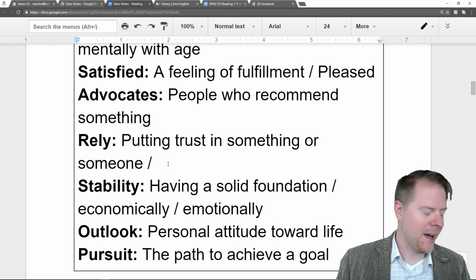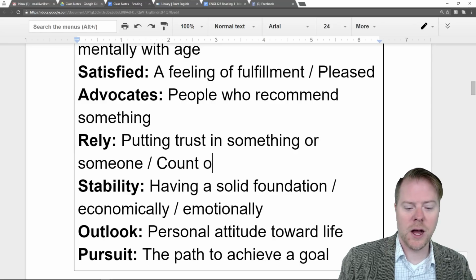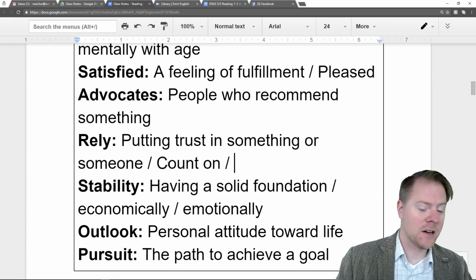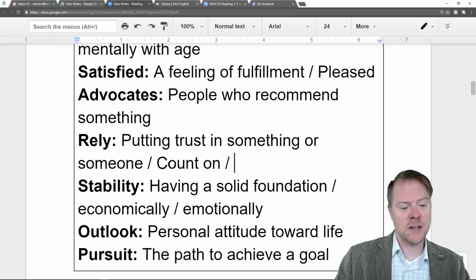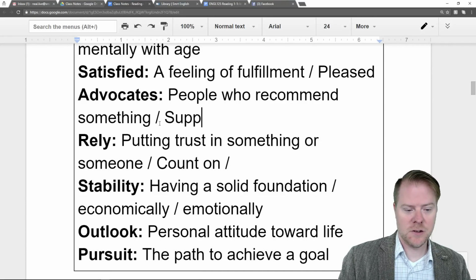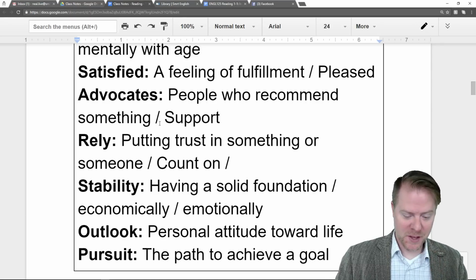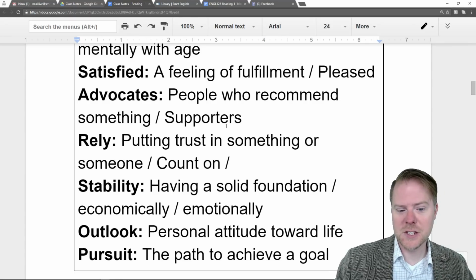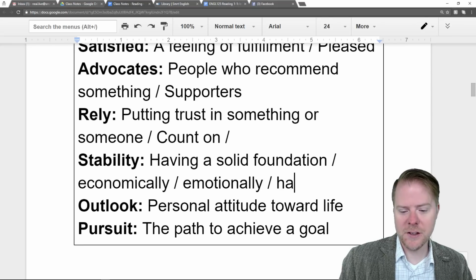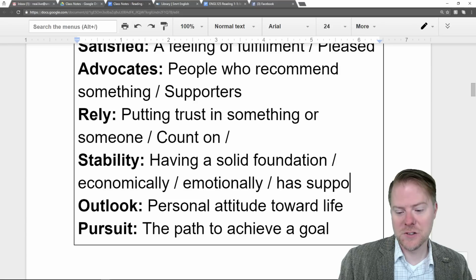Rely, not really a count on. However, count on is a phrasal verb. We can say count on. Support. I would say advocates. Yeah, people who support something. You could say supporters. With stability, you could say has support.